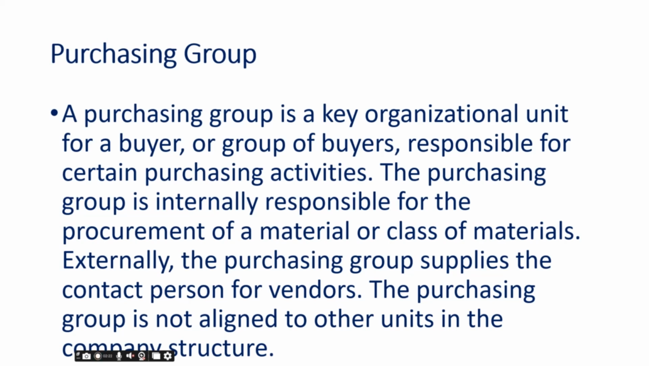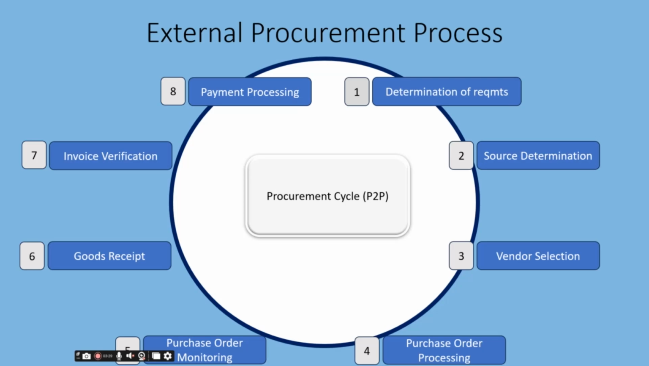Purchasing group is nothing but a group of buyers, the staff working in the purchasing organization. A purchasing group is a key organizational unit for a buyer or group of buyers responsible for certain purchase activities. The purchasing group is internally responsible for the procurement of a material or class of materials, and externally the purchasing group supplies the contact person for the vendor. The purchasing group is not aligned to other units in the company structure.